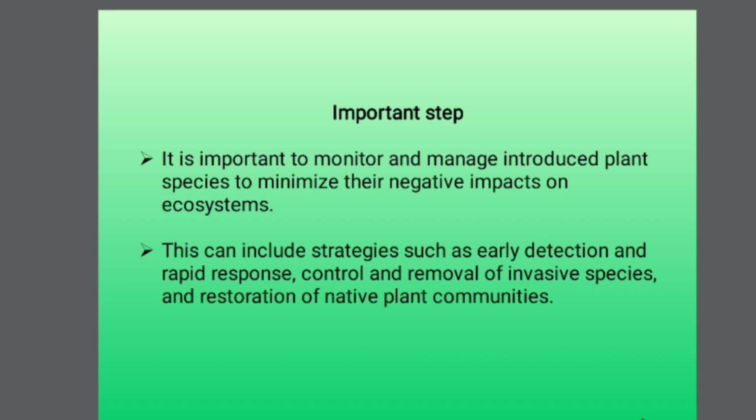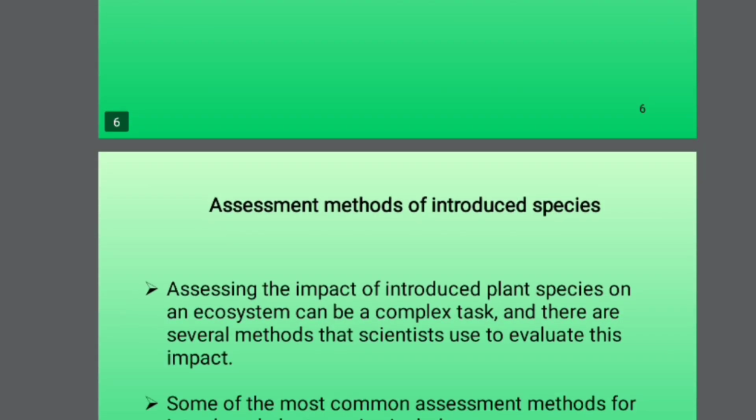This can include strategies such as early detection, rapid response, control, removal of the invasive species, and restoration of the native plant species. So we must adopt these strategies: to detect the invasive species, to control the rapid spread of these species, and then restore the indigenous or native species. So these are the important steps to control the invasive species.